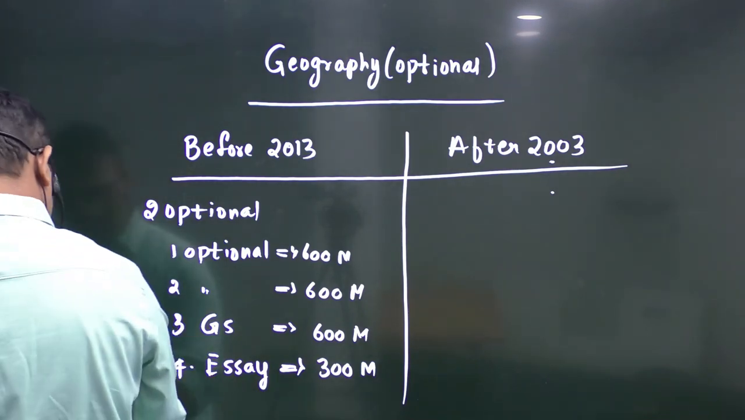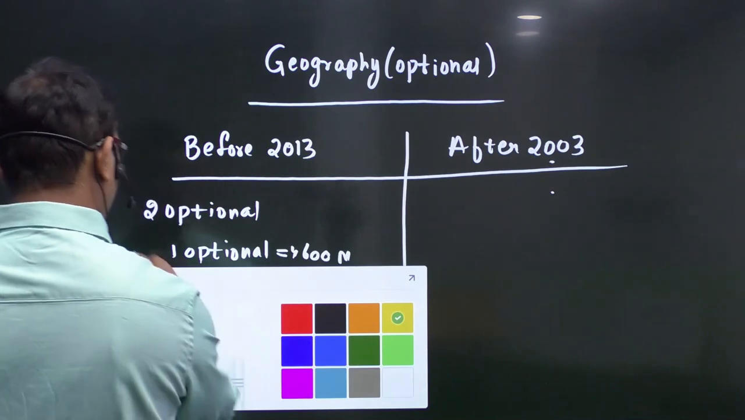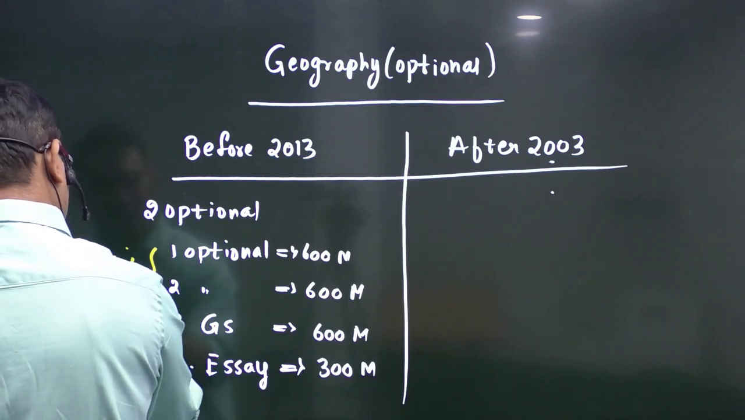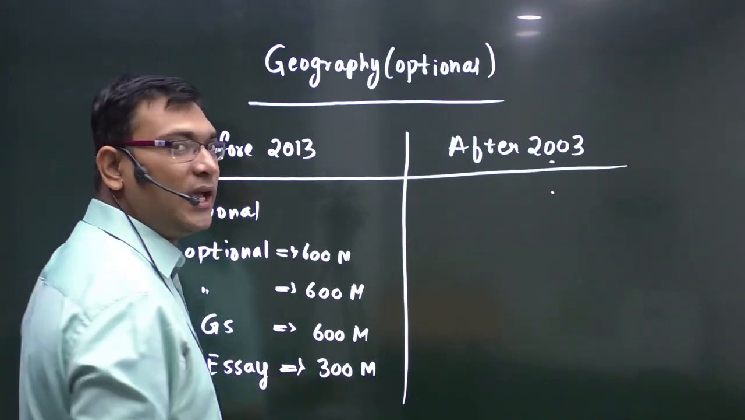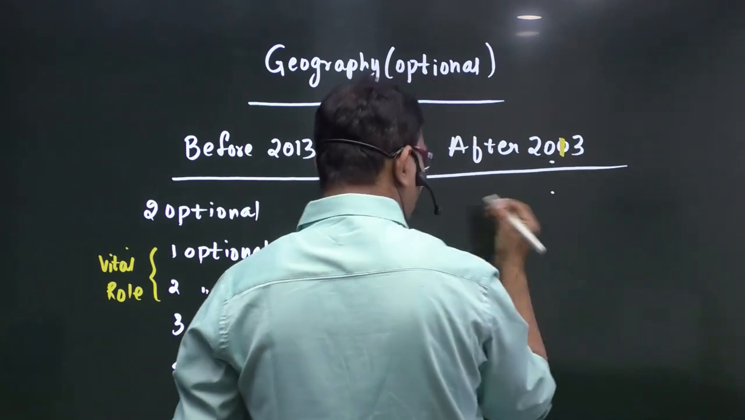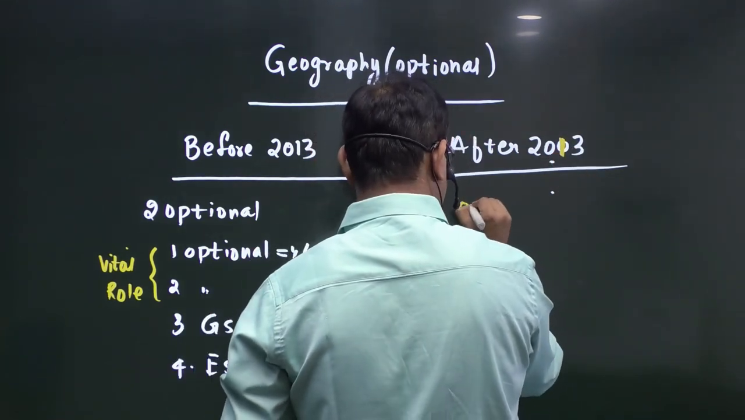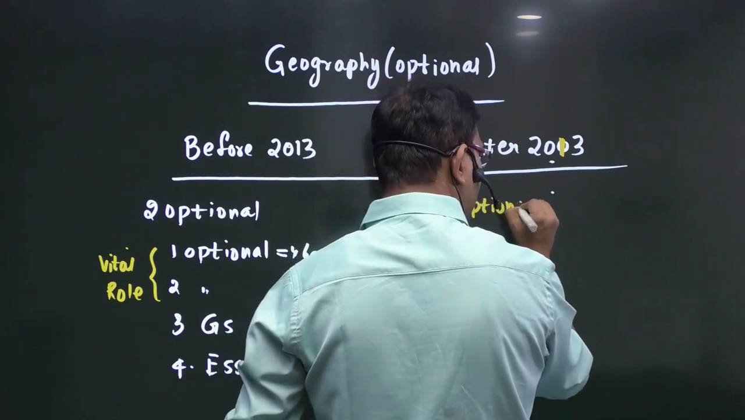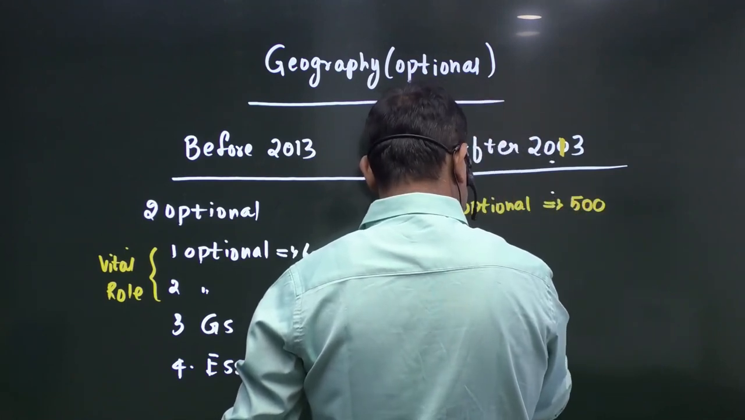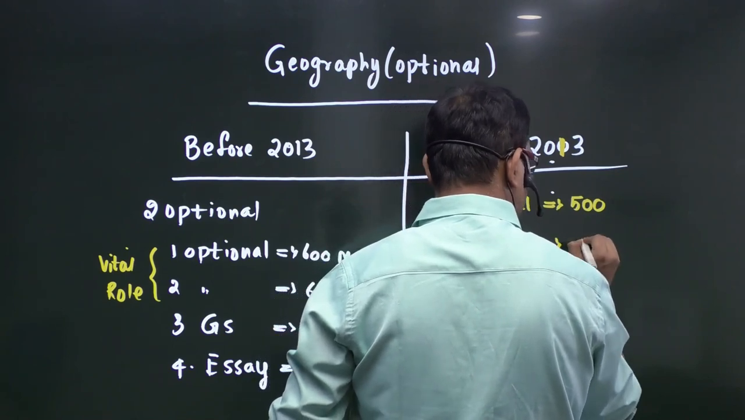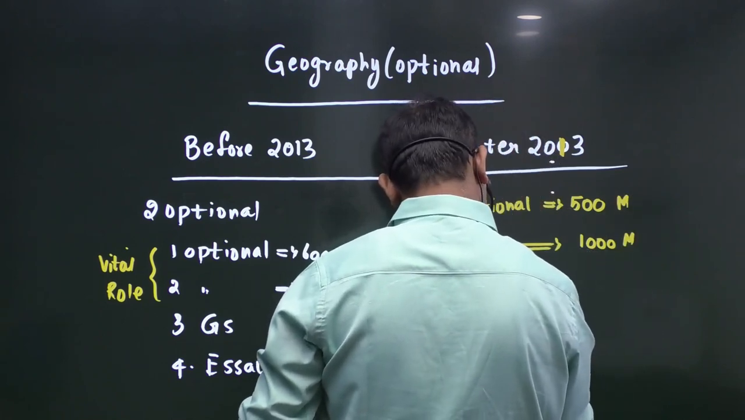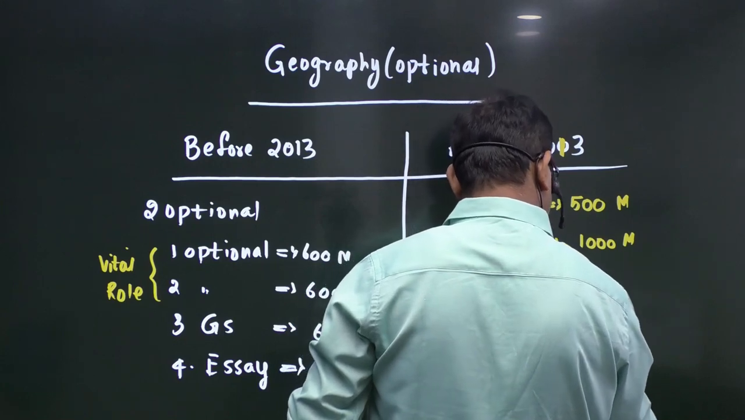So the optional used to play a very vital role in the selection process. But after 2013, only one optional was left, and it was 500 marks. They started increasing the weight on GS. GS total was 1000 marks and the essay was 250 marks.